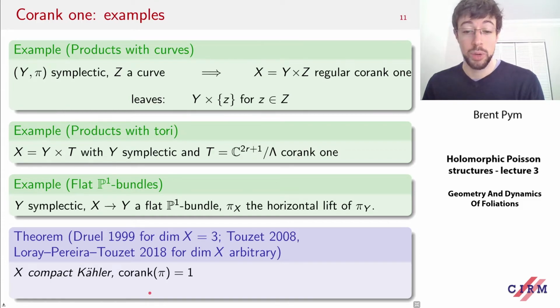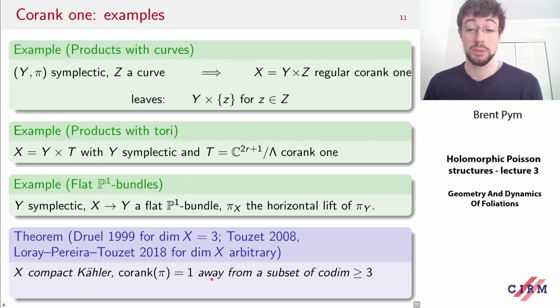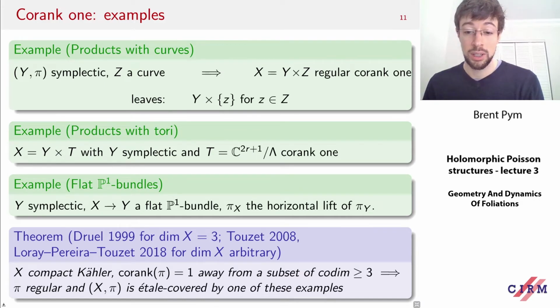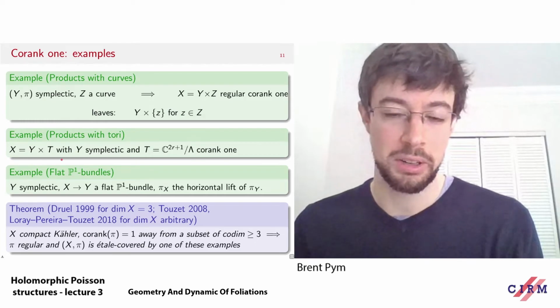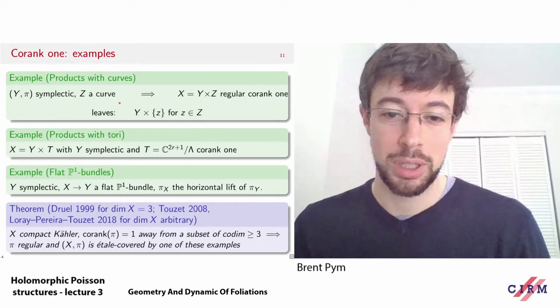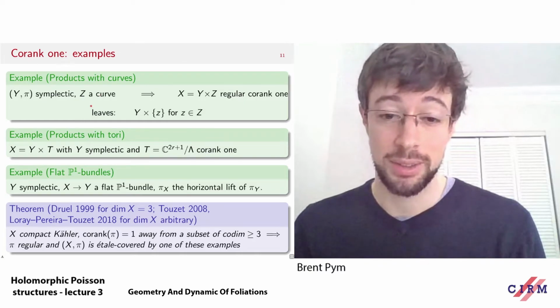And we have a Poisson structure which is regular of co-rank 1, but let's only assume that it's regular away from some subset of codimension 3. Then actually it must be regular everywhere, it turns out. And moreover, this Poisson manifold X has an étale cover, which is given by one of the three examples above. So quite remarkably, the co-rank 1 case is very nearly classified by the co-rank 0 case.